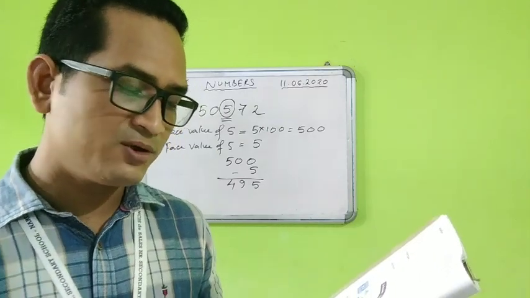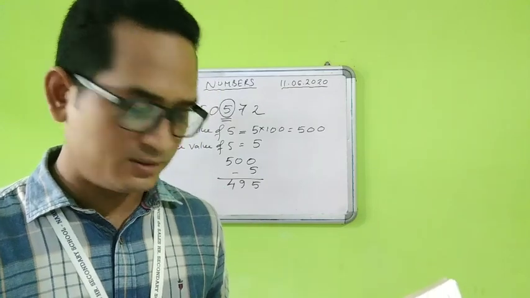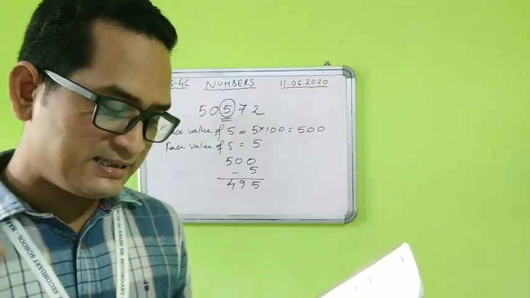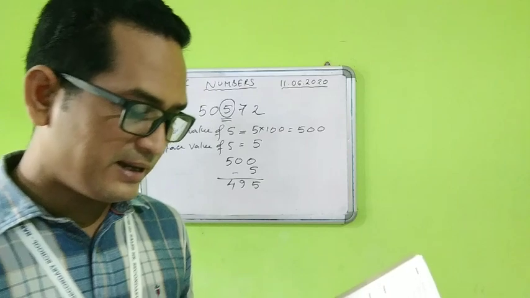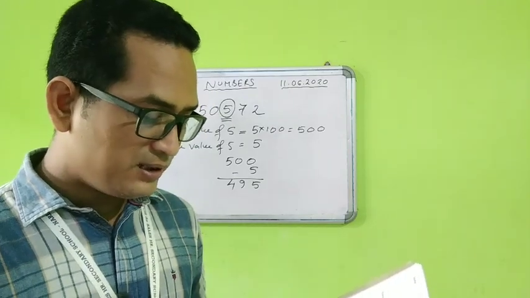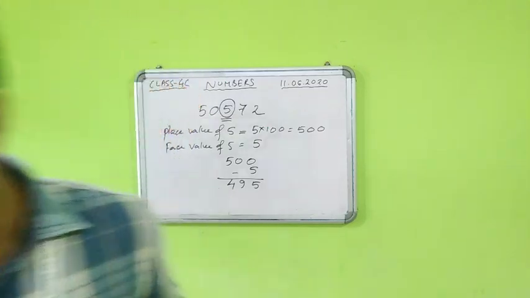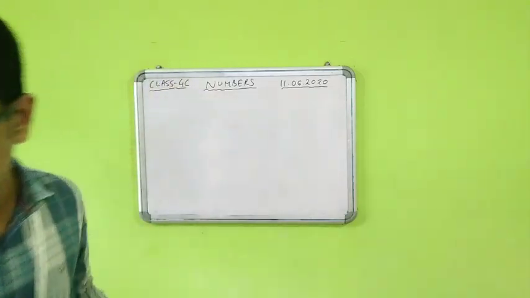Write the number from the clues given below. Now some clues are given and you need to find out the number. The only digit in 67,891 with the same place value and face value. That means we need to find out the only digit where the face value and the place value are same. Now students, if you see, I will write down this number, then you will understand.